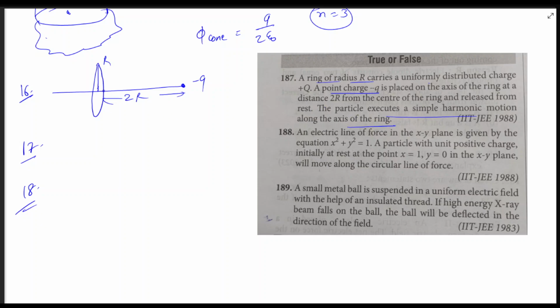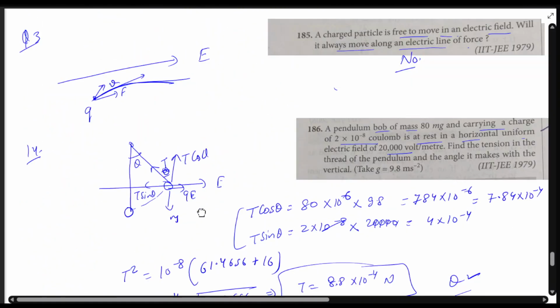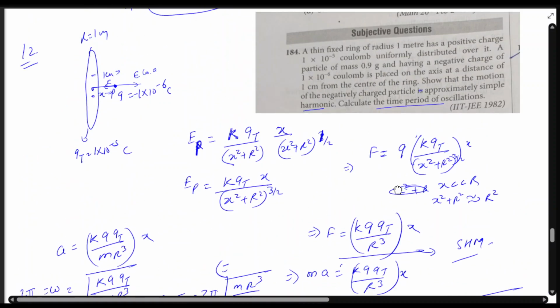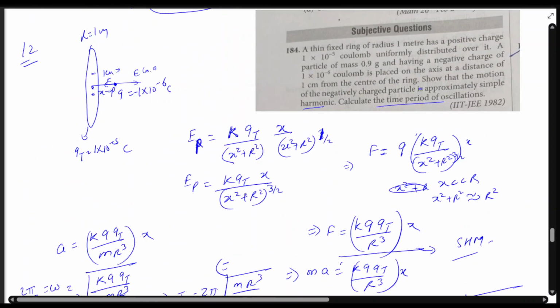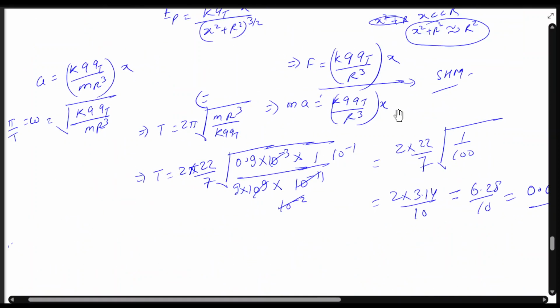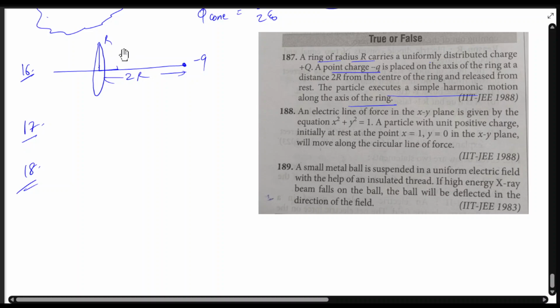No, look, the condition for SHM we have just derived. This X must be very small. Then we can use this approximation. We have just solved this question. We have used this when X is much less than R. Otherwise, we couldn't have solved this. Okay, simple. It will be no. So this is false, right?